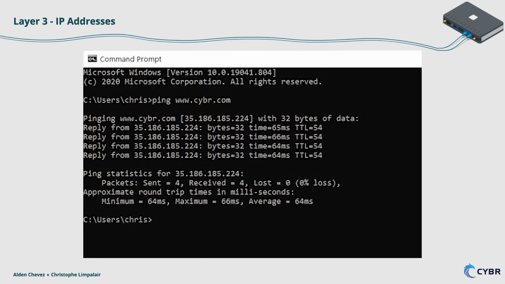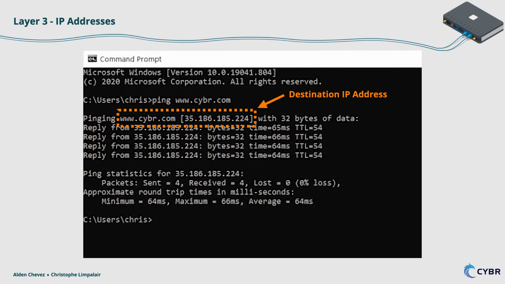Now, in a prior lesson, we used the ping command to ping cyber servers, which returned an IP address that was tied to the cyber.com domain. The IP address, which was 35.186.185.224, is the destination address. So your computer uses that address to know where to send packets that have cyber.com as the destination, which is really practical because otherwise we'd have a really hard time as humans remembering a bunch of different digits whenever we'd want to access our favorite websites.